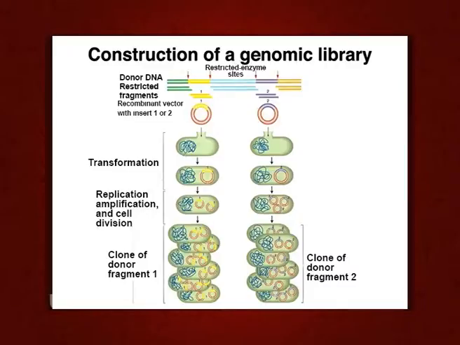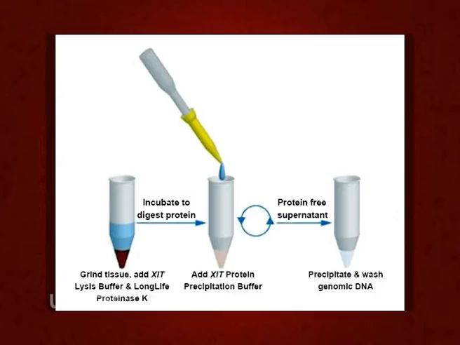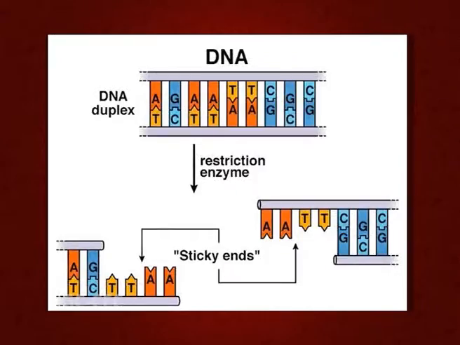Once such library is available, then clones can be propagated indefinitely in a plasmid vector and a gene can be isolated when a specific probe is available. Here are the steps for creating a genomic library from a large genome. First, extract and purify the DNA. Second, digest the DNA with a restriction enzyme. This creates fragments that are similar in size, each containing one or more genes.